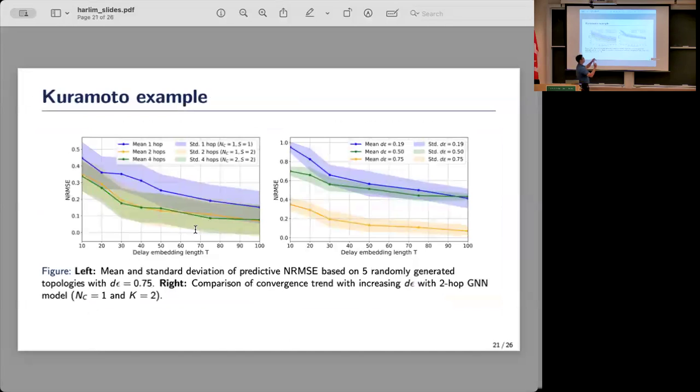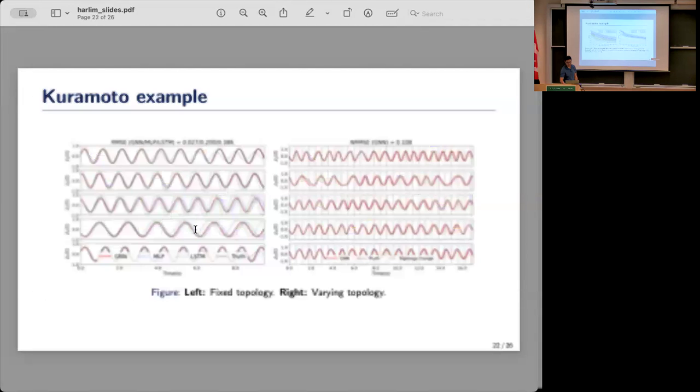Now on the right-hand side, basically now we change the D epsilon from weak, so that's the blue, to the strong. Okay, so there are 3 curves here. So you can see if it's weak interactions, you need longer memory, longer delay embedding time, even to reach the level of strong memory on the lower level. So this is just empirical verification of what we had before, at least on the Kuramoto model.